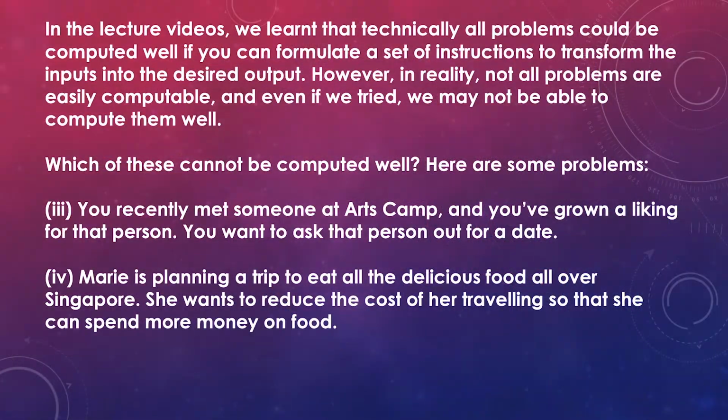Okay, next problem. You recently met someone at arts camp. You've grown a liking for that person. You want to ask that person out for a date. Or this is a non-computable problem. It's an intractable problem. How do you even ask someone out for a date? Somebody could give you a magical formula, but it will only work for a class of people, right? So intractable problem, not computable at all.